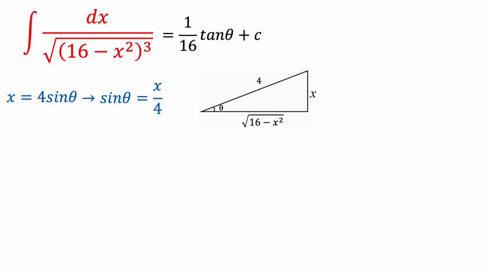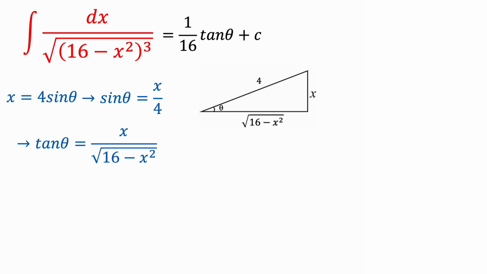By using the Pythagorean theorem, we find the adjacent side. So our triangle is complete. The opposite side is x, the adjacent side is the square root of 16 minus x squared, and the hypotenuse is 4. Now recall the definition of tangent, it is opposite over adjacent. So tangent theta is x over the square root of 16 minus x squared. So what was the answer?